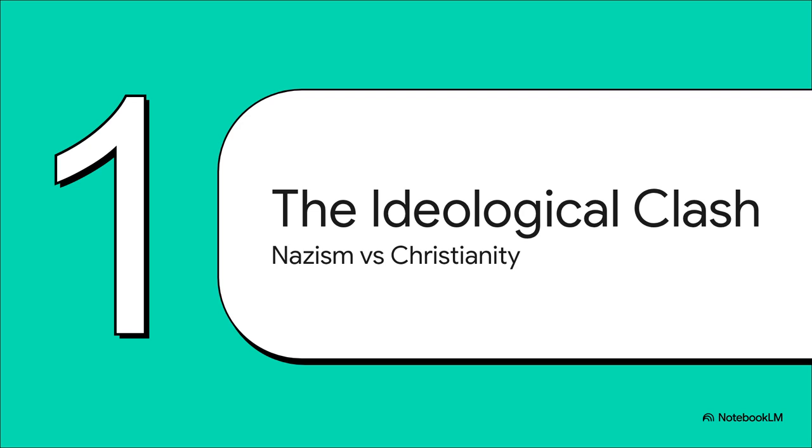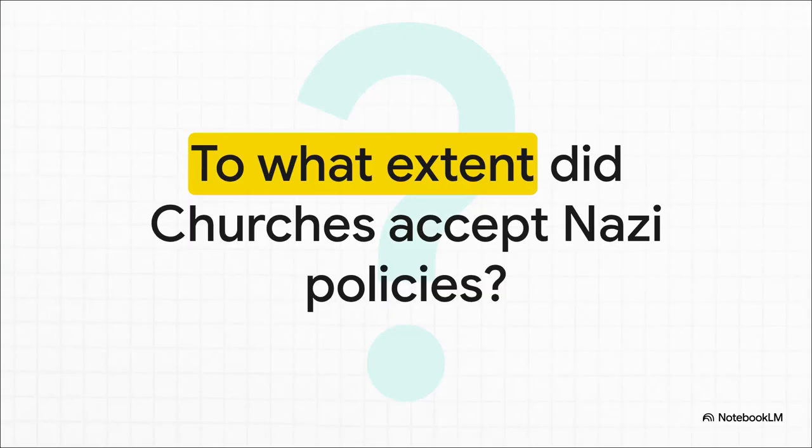Starting with Section 1, the ideological clash. So to what extent did the churches actually accept Nazi policies? This is the absolute core question we need to answer today. Now, think about it for a second. Nazi ideology and Christian beliefs were fundamentally complete opposites. But the reality on the ground? Both the Protestant and Catholic churches had literally massive followings all across the country. Because their core doctrines clashed so hard with Nazism, just the sheer existence of these deeply rooted religious institutions was an immediate, super-sensitive headache for the new regime.